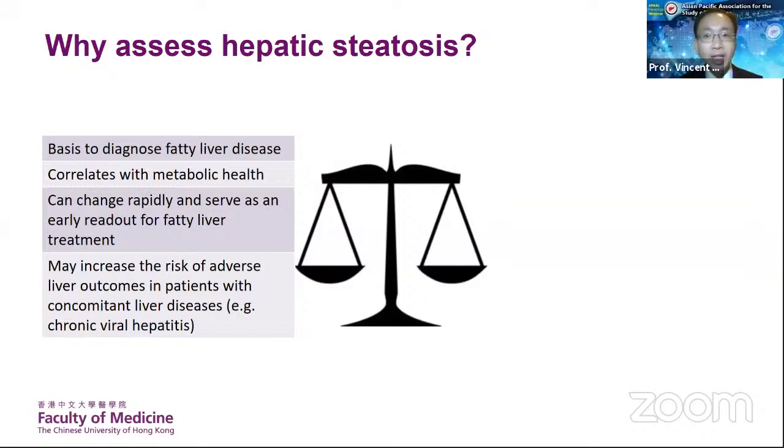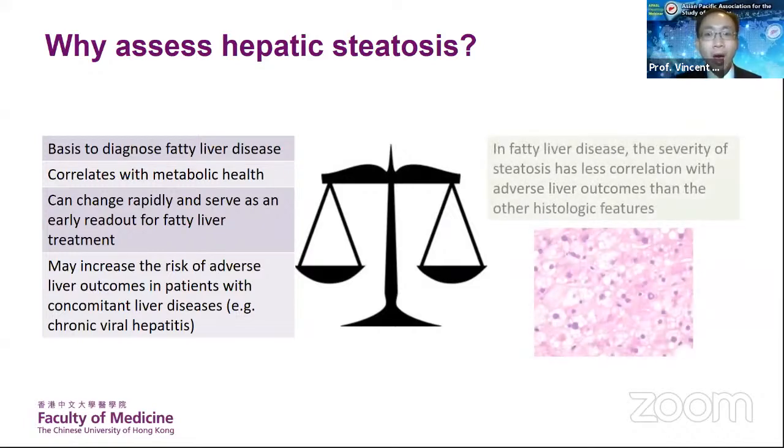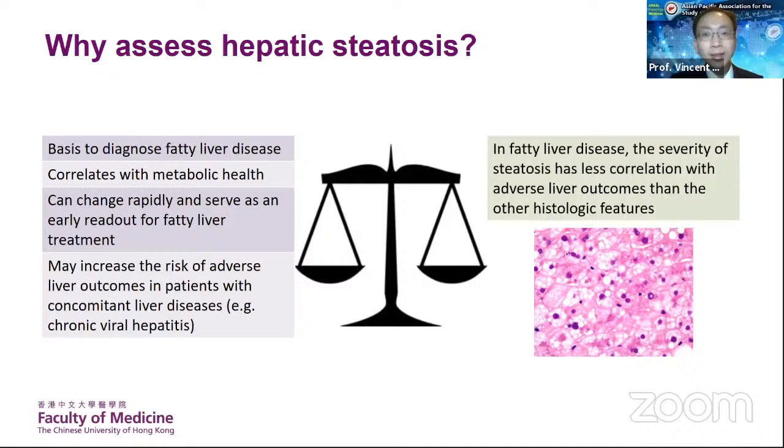Finally, even among patients with other liver diseases, such as chronic viral hepatitis, multiple studies have shown that the presence of metabolic risk factors and possibly hepatic steatosis is also associated with adverse liver outcomes, such as HCC. On the other hand, we also need to understand that among patients with fatty liver disease, steatosis has less correlation with adverse liver outcomes than the other histological features, notably fibrosis, that Professor Castell has just mentioned.